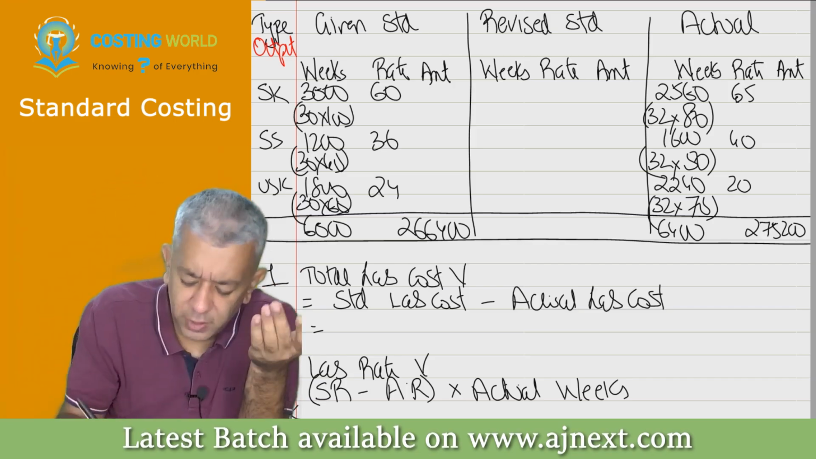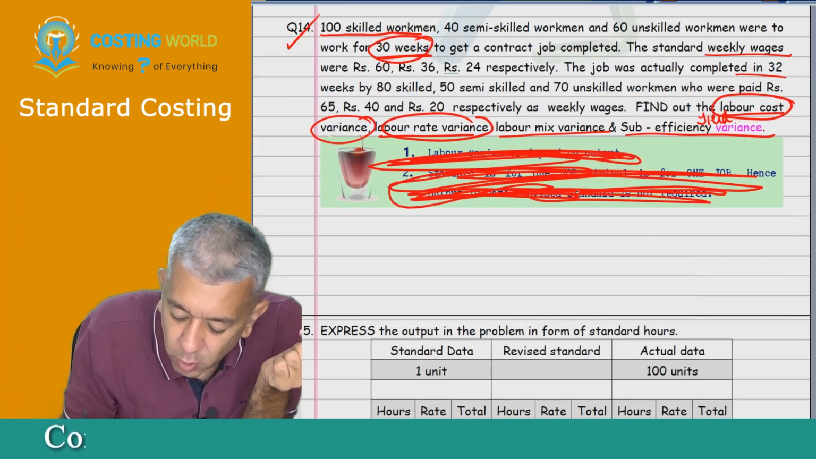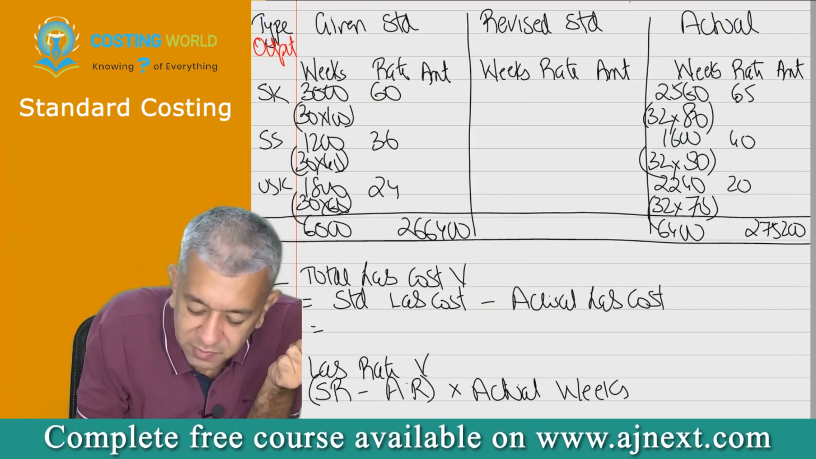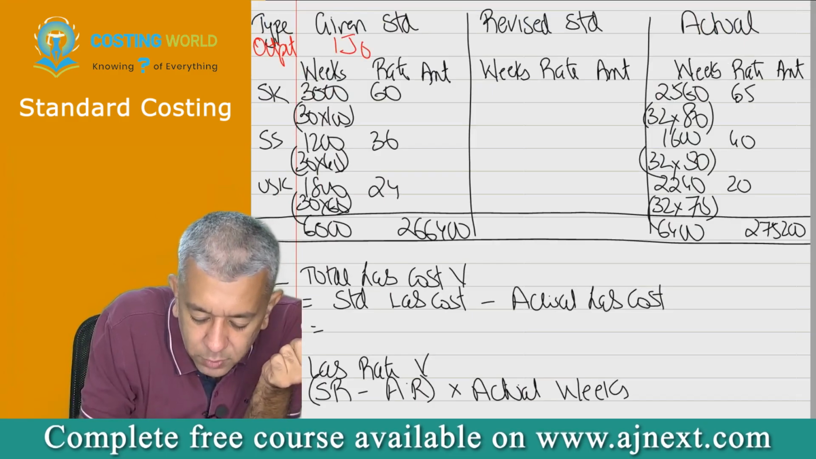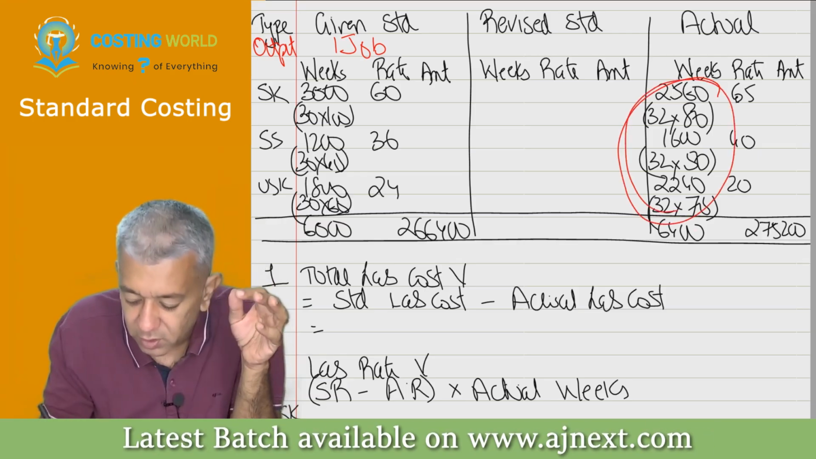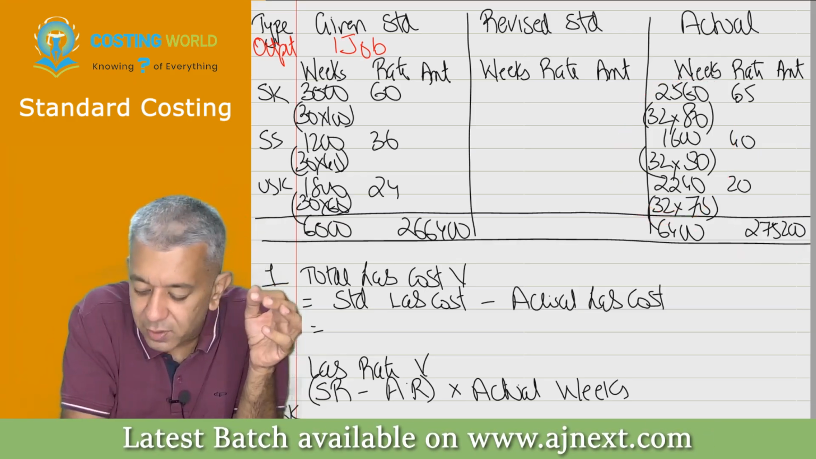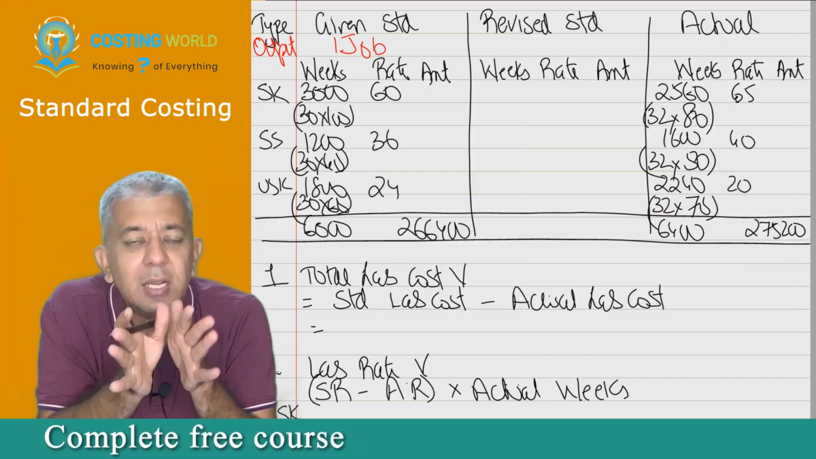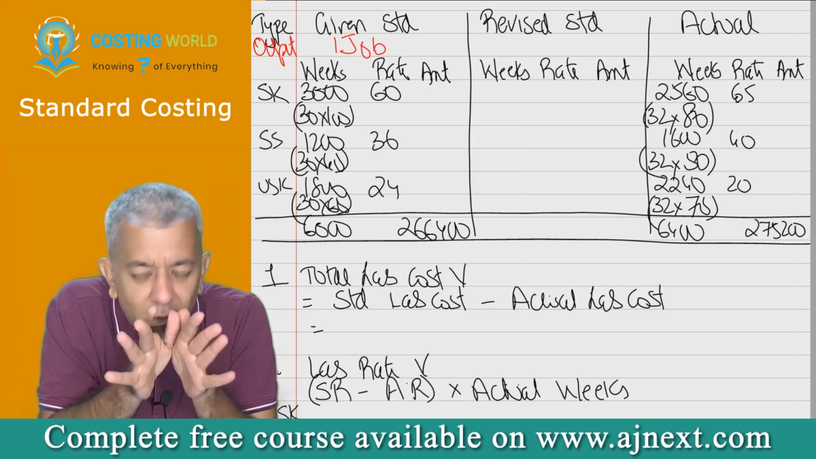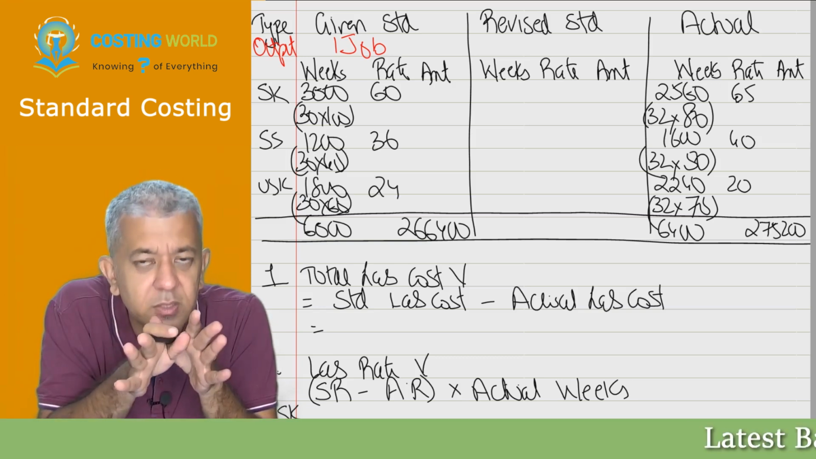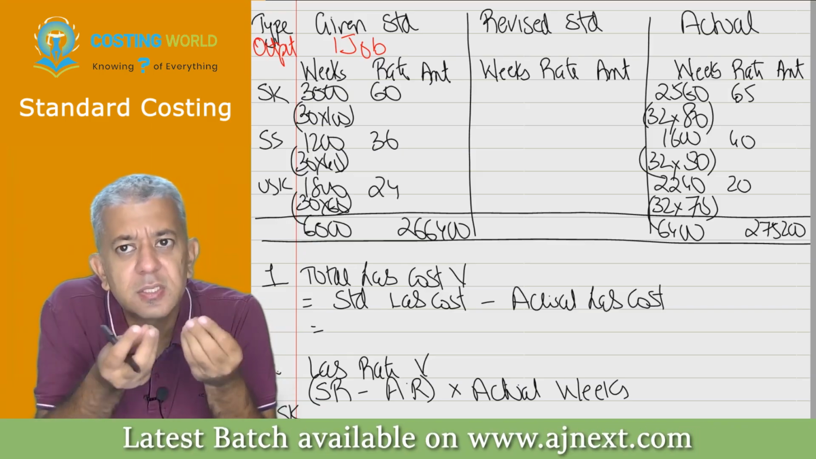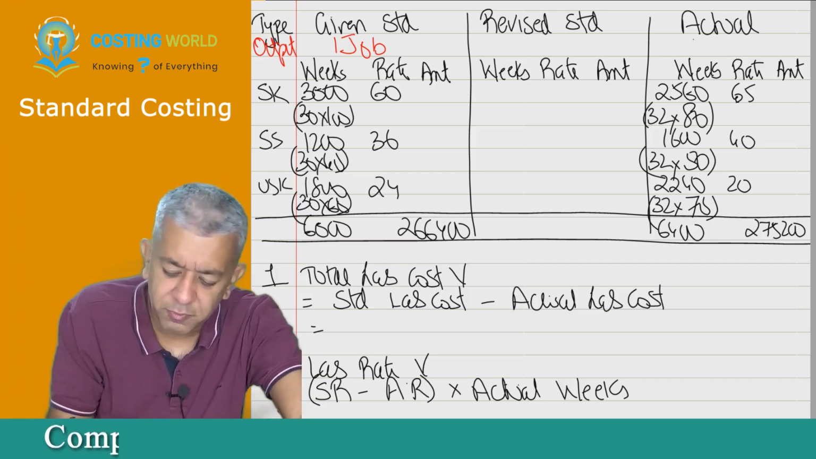One job. It is given to you in the problem, very clearly, that all these particular things had to be incurred to get a contract job completed. So therefore this entire data is of one job. Workers work for 32 weeks, so many workers worked, we paid them this much. By working for these many weeks, workers produced what? One job only. The same particular job only, no? So therefore, one job over here.